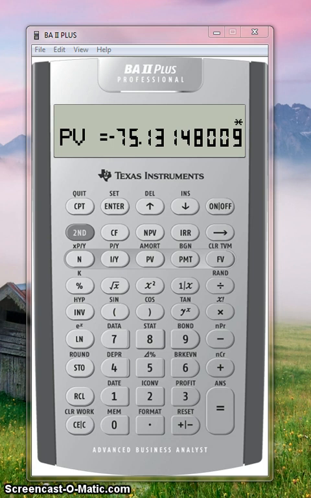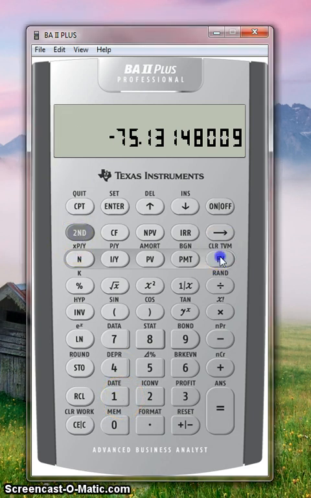Next calculation is to get the number of years. In this example, if you want your investment to double when the interest rate is 20%, how long would it take? How many years would it take? So you may want to go second, clear work. Remember, erase all your results and data.